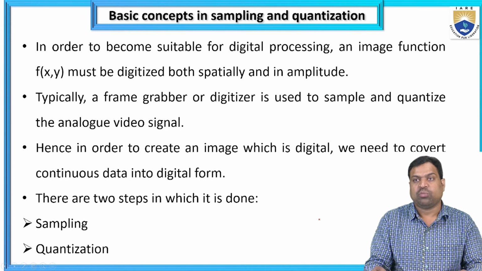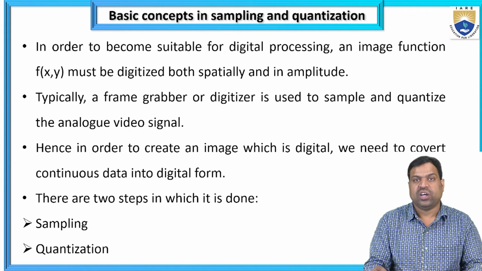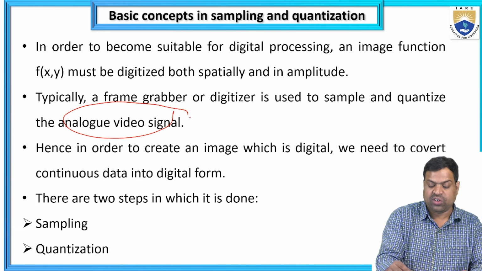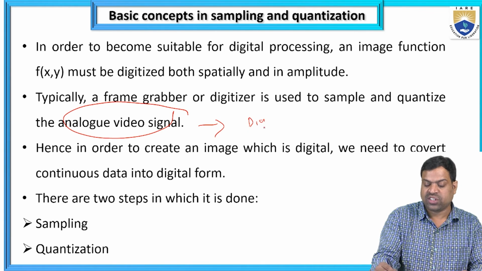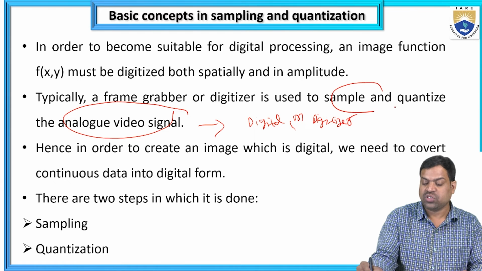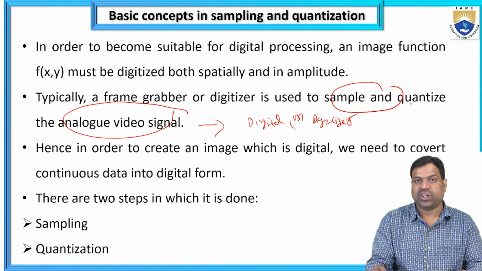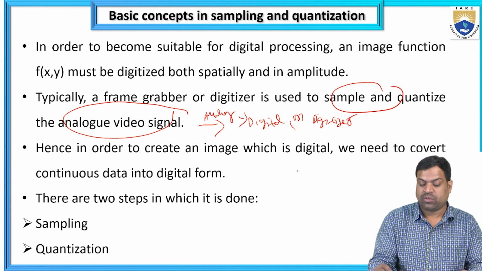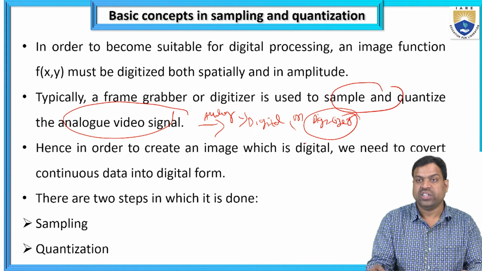In order to become suitable for digital processing, an image function f(x,y) must be digitized both spatially and in amplitude. Typically, a frame grabber or digitizer is used to sample and quantize the analog video signal. So this analog video signal is converted to a digital signal, and the process is called digitization. I am using sampling and quantization techniques to convert analog to digital.